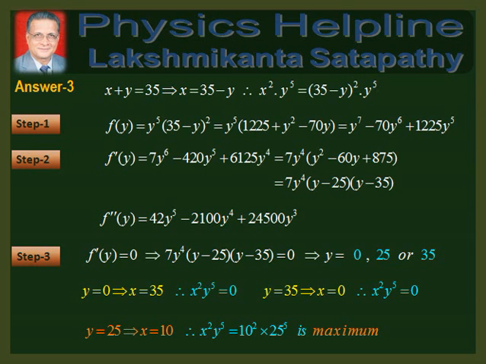We observe that y = 0 and x = 35 implies that the given product is equal to 0. Also, when y = 35 and x = 0, the given product is equal to 0, and y = 25 and x = 10 implies that x^2 y^5 = 10^2 x 25^5 gives the maximum value. Therefore, we conclude that the product is maximum when x = 10 and y = 25, which is the answer to question 3.